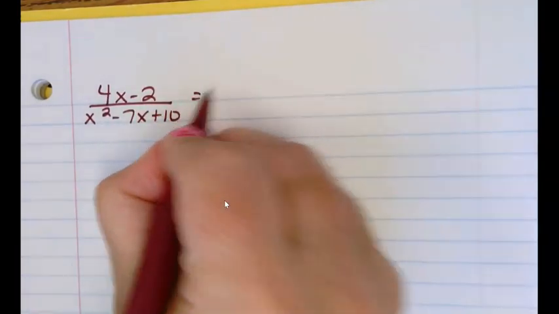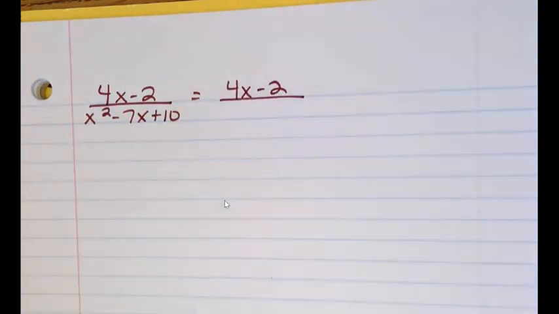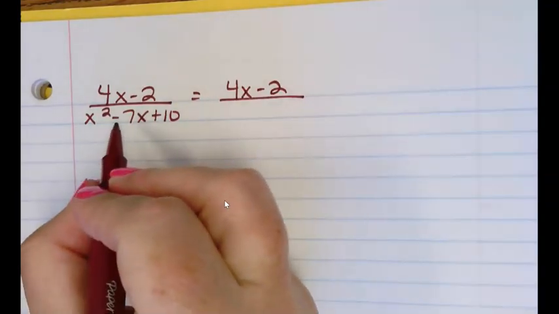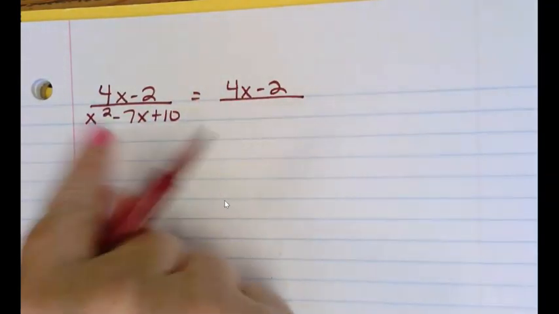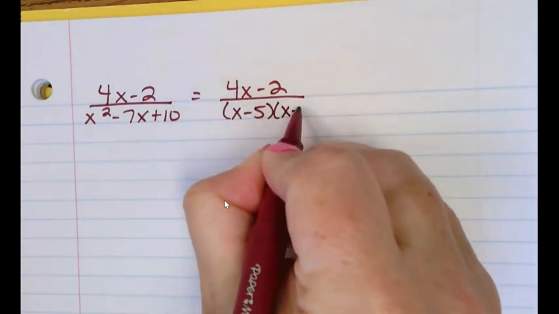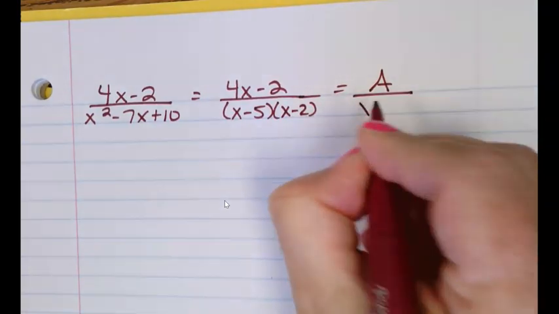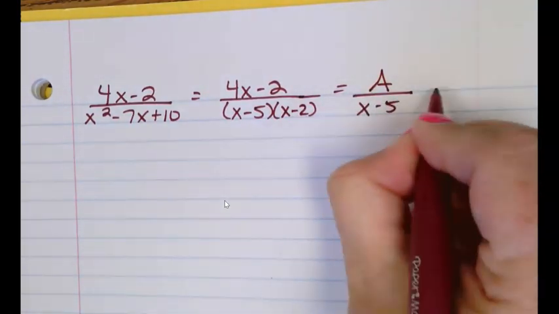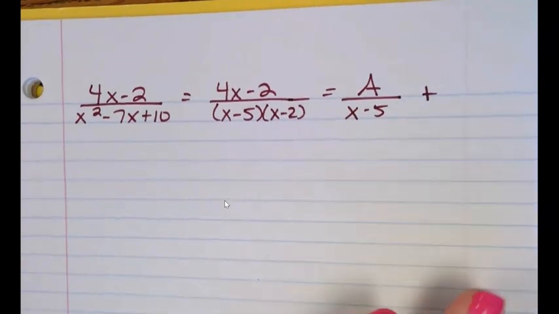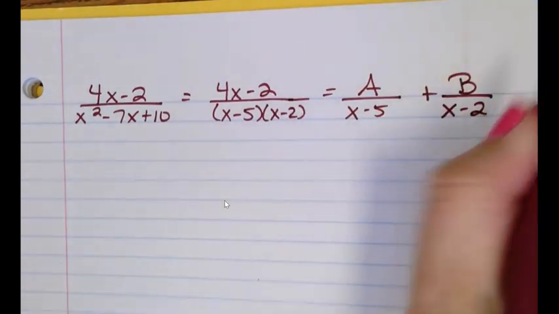Okay, so the same thing we did before. We got a factor. What times what gives me 10? When I subtract, I get negative 7. Or when I add, I get negative 7. That'll be x minus 5 and x minus 2. And we do a over x minus 5 and b over x minus 2.